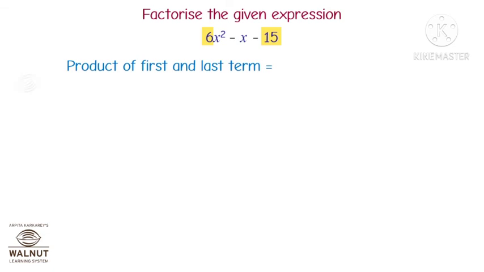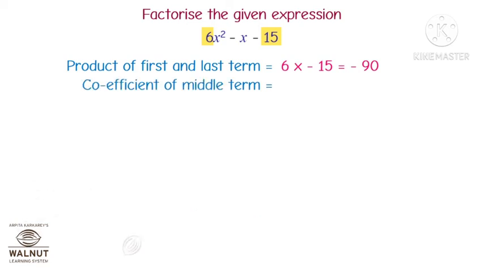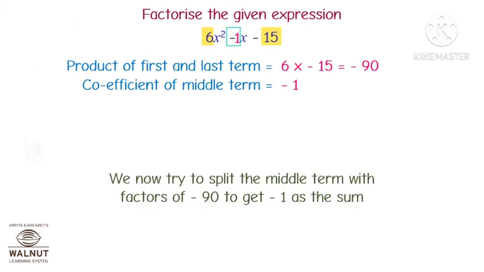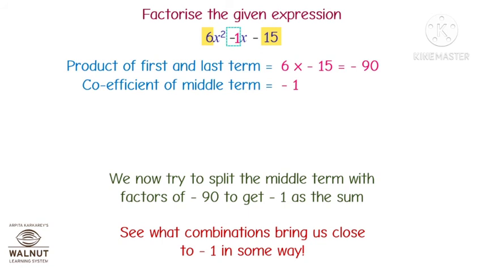Factorize the given expression: 6x square minus x minus 15. Product of first and last term is equal to 6 into minus 15, which is equal to minus 90. Note the signs here. Coefficient of middle term is equal to minus 1. Note the signs here too. We now try to split the middle term with factors of minus 90 to get minus 1 as the sum. See what combinations bring us close to minus 1 in some way.